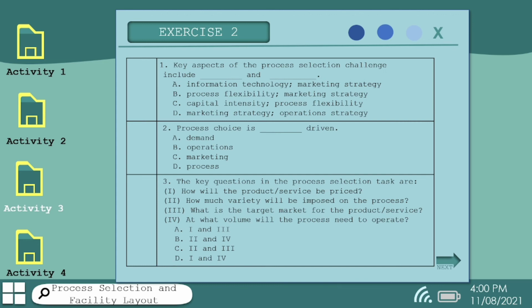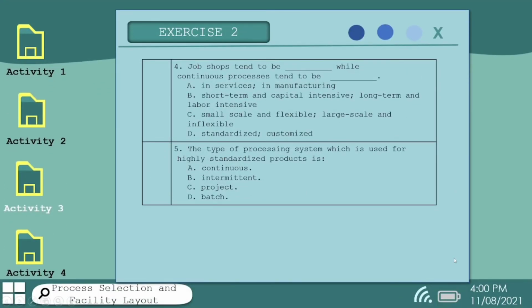For question number 4, job shops tend to be blank while continuous processes tend to be blank. The answer is letter C. Job shops tend to be small scale and flexible because it is used usually by small companies or businesses that make specific products for one customer at a time. So it is small scale and needs to be flexible, meaning machines are easily added or substituted.